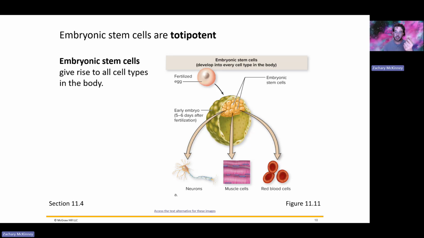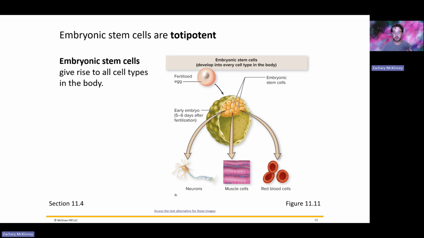And so you can take an embryonic stem cell that hasn't differentiated, give it certain signals, it will grow into something, and then you could potentially put that into a person, actually use that as a treatment for some kind of condition or disease. Because they're going to give rise to all body cell types: neurons, muscle cells, red blood cells.